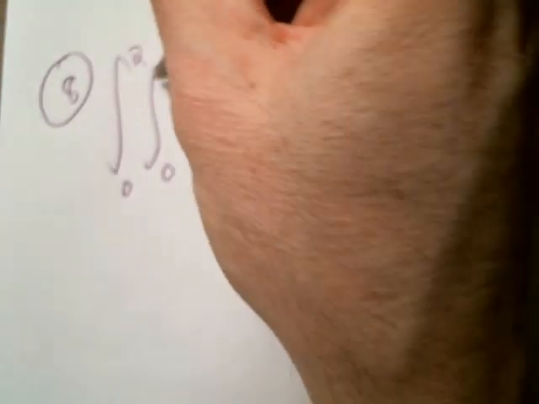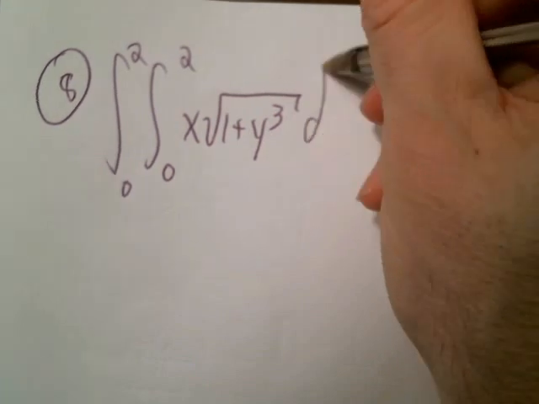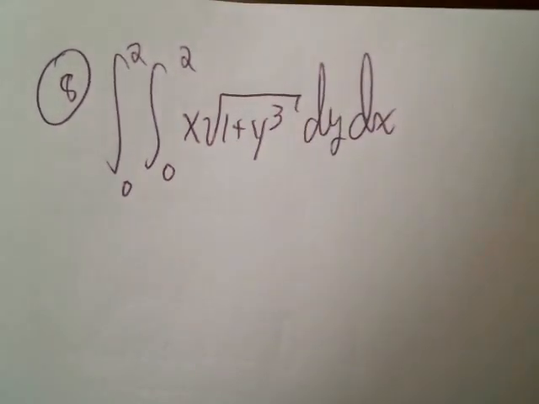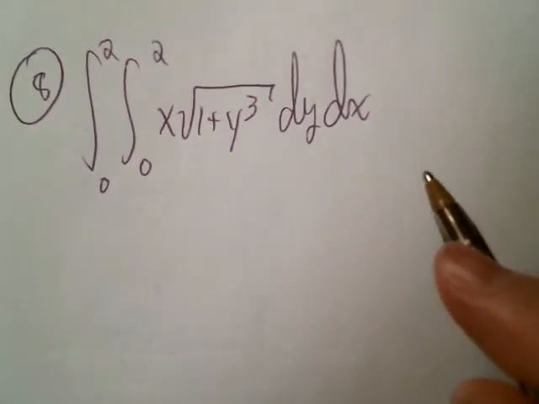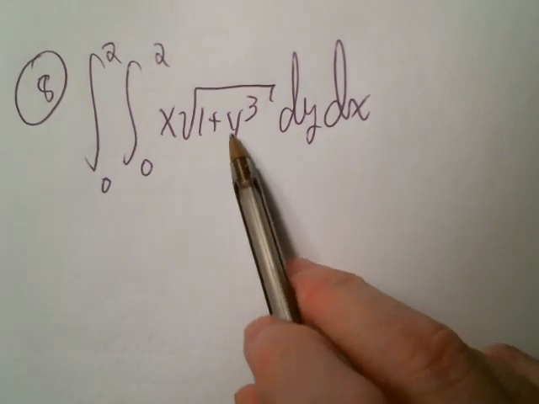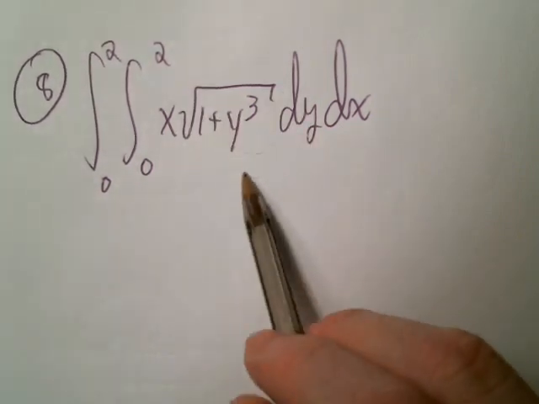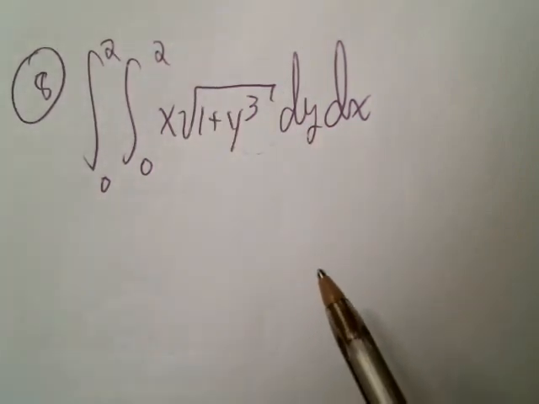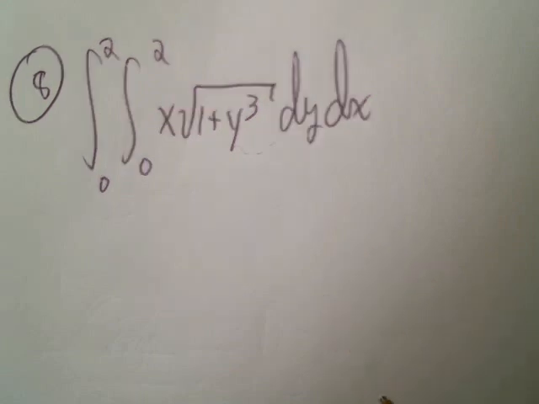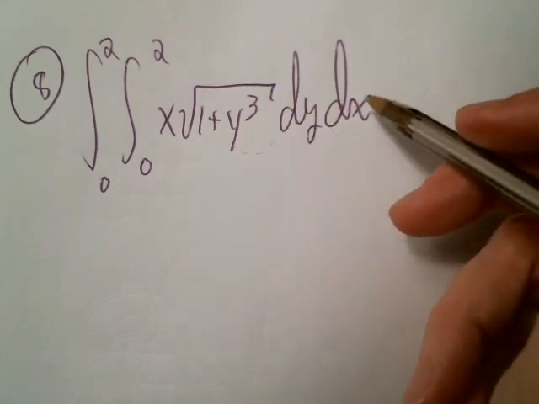The integral from 0 to 2, and then 0 to 2, of x times the square root of 1 plus y cubed dy dx. If you try to just plain old integrate with respect to y, you're going to be stuck right off the bat, because I have no clear idea how to integrate the square root of 1 plus y cubed. I'd have to get one of my PhD friends on the phone. So no, I'm not going to be able to do that. I need to switch the order to pull it off.